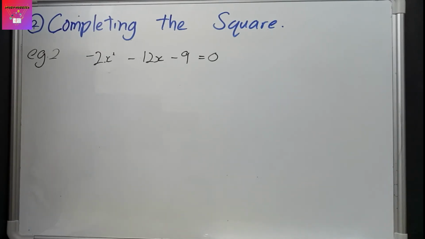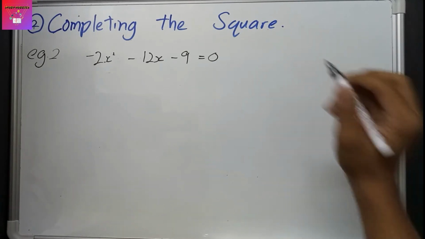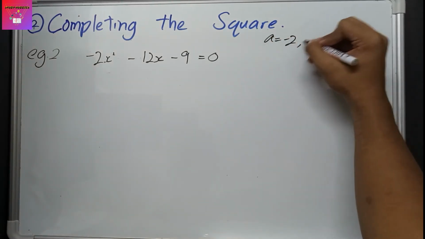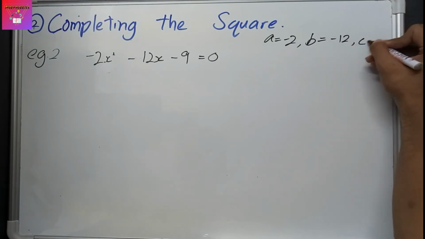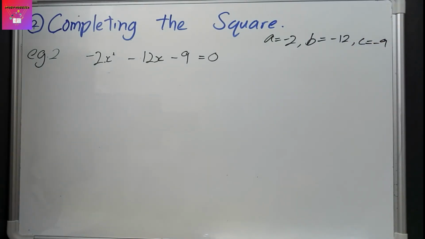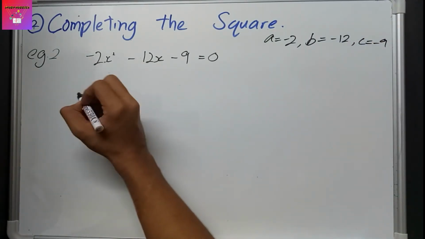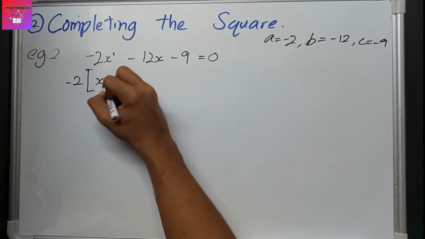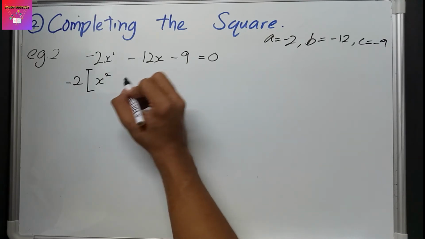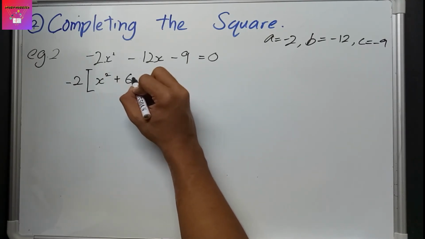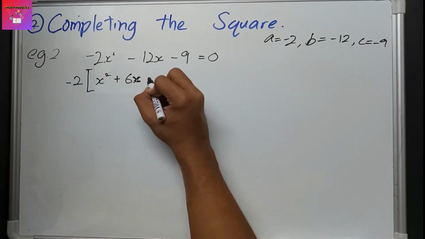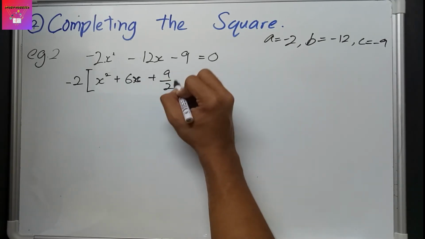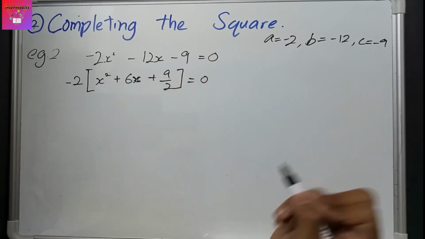So now let's look at our second example, -2x square minus 12x minus 9. So in this case, a is equal to -2, b is equal to -12, and c is equal to -9. So as I said, completing the square, first step, remove the a, which is going to be -2 bracket x square. So after you remove -2, this is going to become a positive 6x plus 9 over 2 equal to 0.